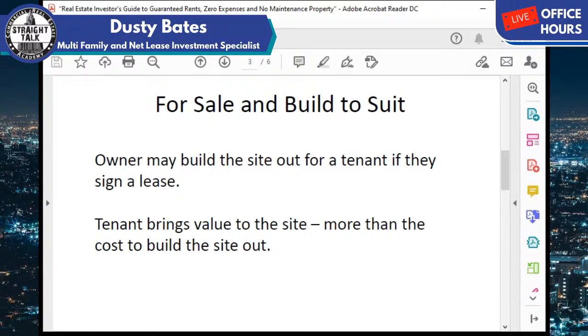You might be a developer who just builds these and holds on to them. You may build these and sell them to an investment group, and we'll go into some of that. But the value on these sites is the tenant. And yes, you're usually going to go and find a tenant for the site, hopefully before you even buy it. A lot of times, we'll go into that later, but you're going to want a tenant to sign a lease before you build it, or you can sell it to them outright. And that's what for sale or build to suit means.